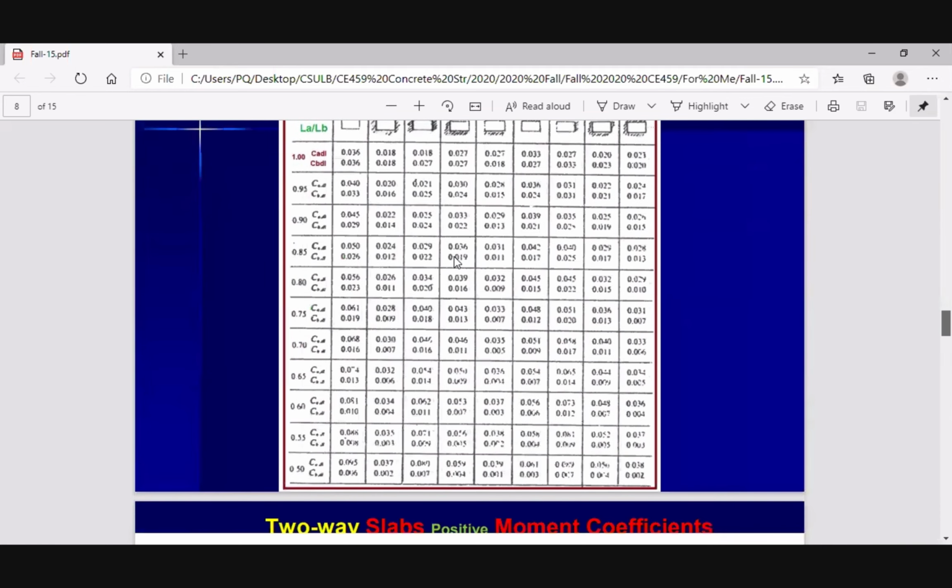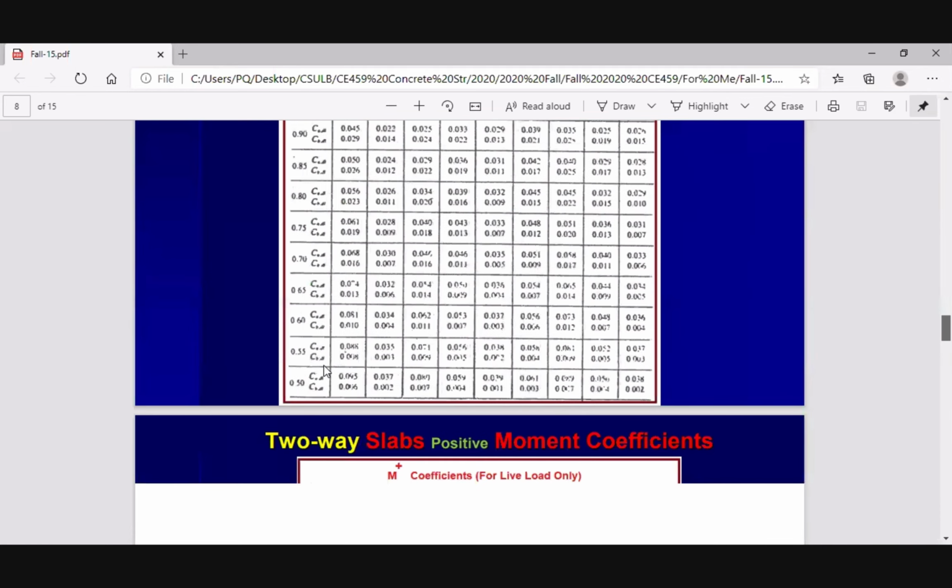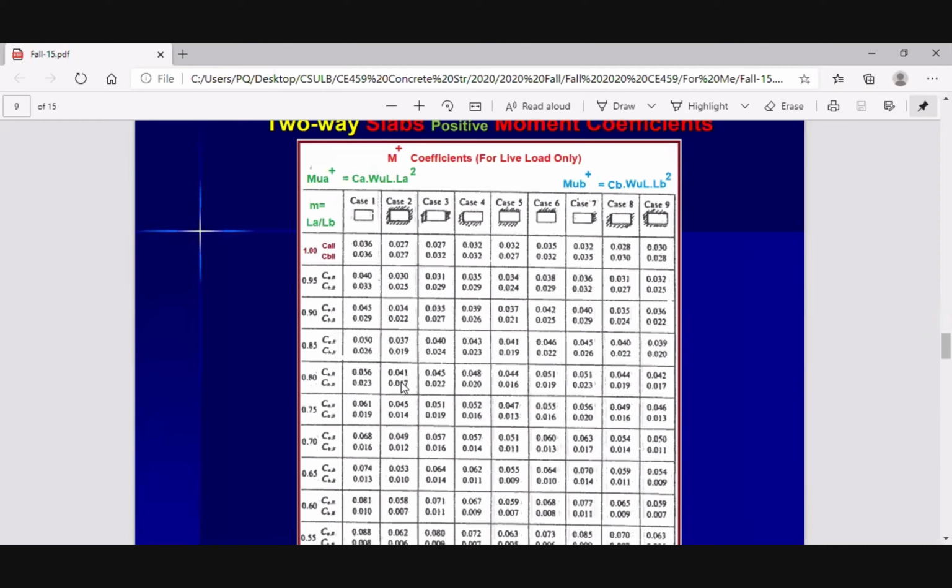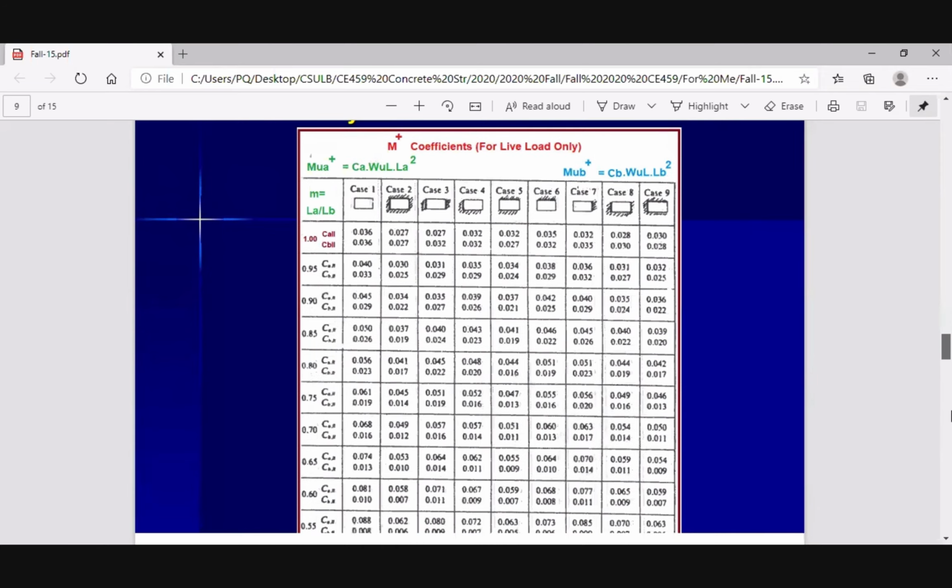Then we have to do the same here for 0.8 and case 2, read for the live load. So I'm not going back here again. Just remember, we have to pick M_U positive for negative and for dead load and live load for positive moment. So we can read these two numbers here.